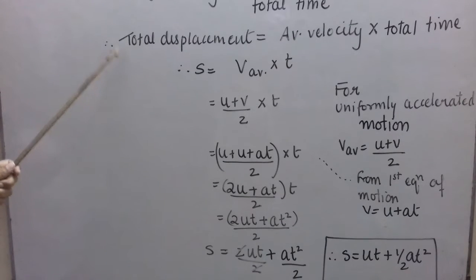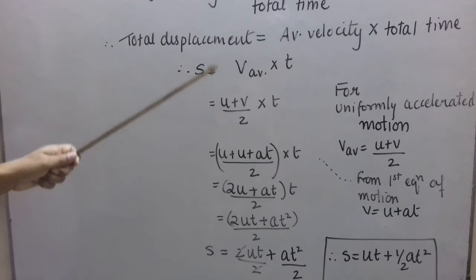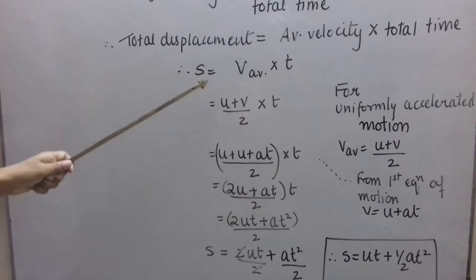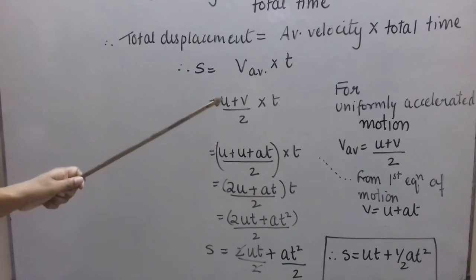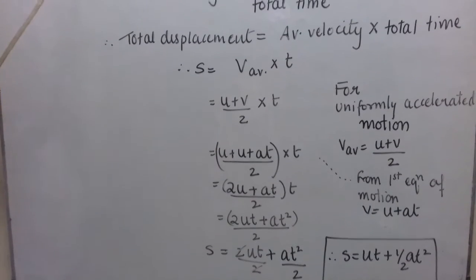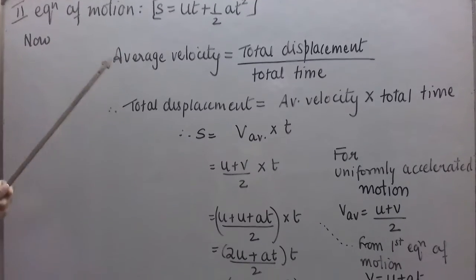You have to just remember one thing, that distance covered here is average velocity into time, and average velocity formula for uniformly accelerated motion is u plus v upon 2. This relation is also called as displacement time or position time relation.